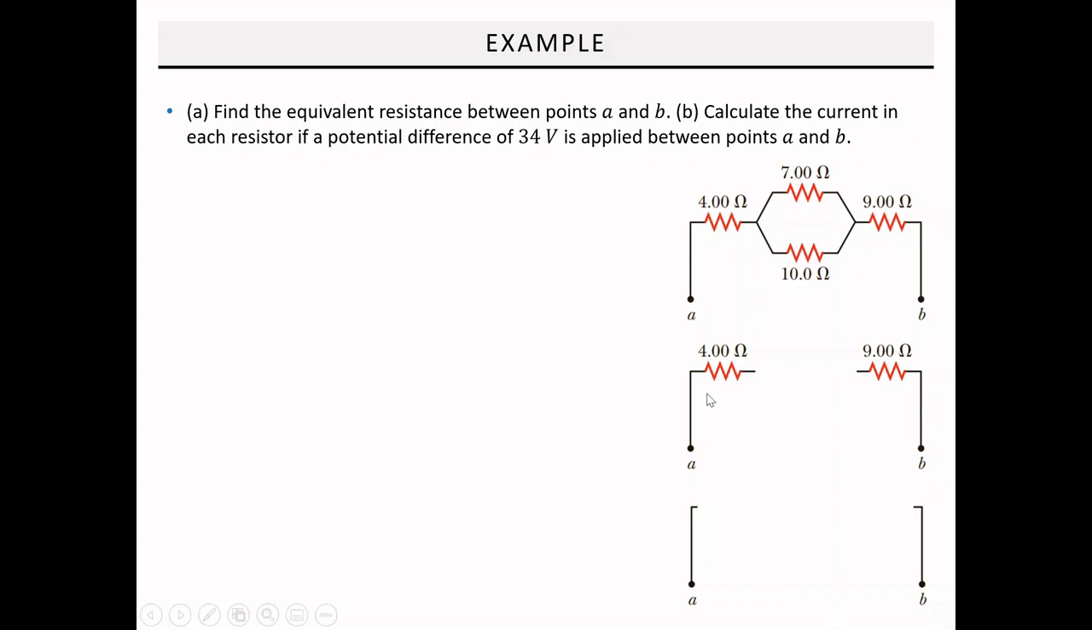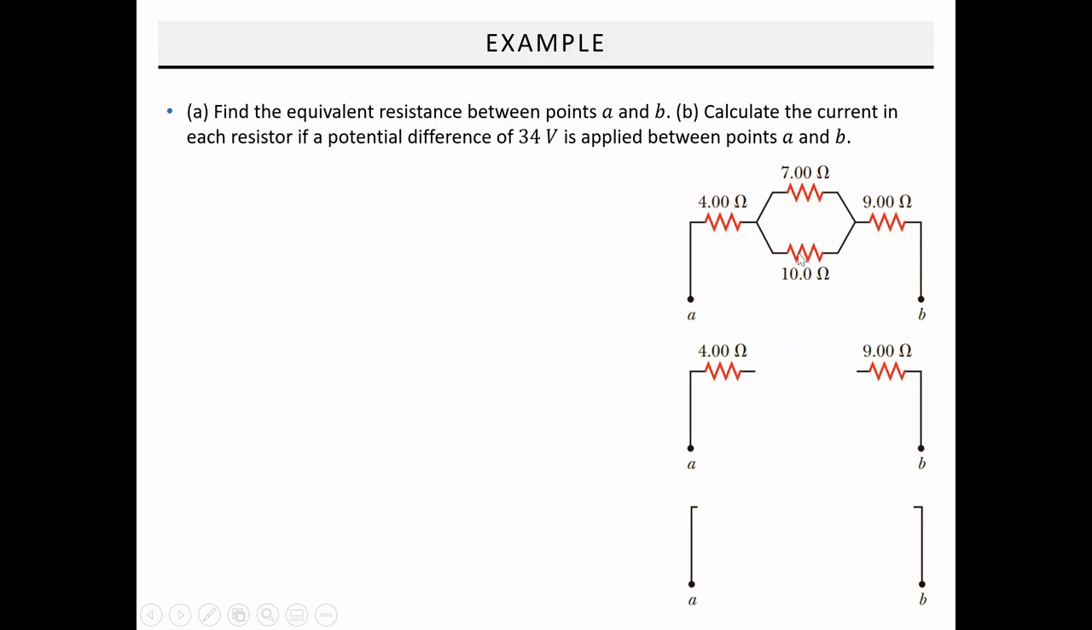Here's a quick example about resistors in combination. So our circuit is shown in the top right, and we are asked to find the equivalent resistance between points A and B, and we're asked to calculate the current in each resistor. We start by identifying which of these resistors are in series or parallel with each other. Looking at the 4 and 7 ohm resistors, for instance, we can see that they're not in series with each other because there's this junction that's connected to the 10 ohm resistor. And the same is true for 9. This is not in series with anything right now.